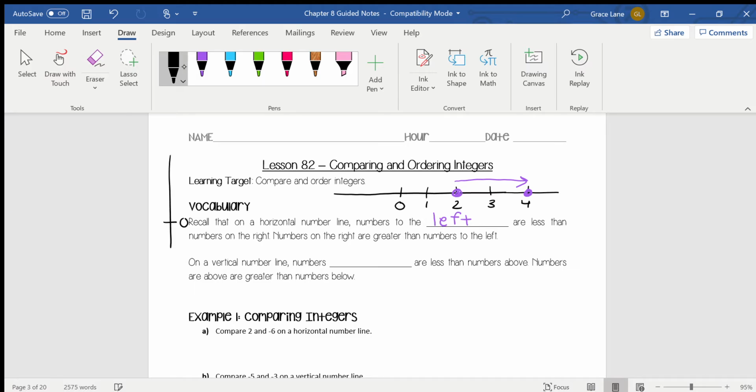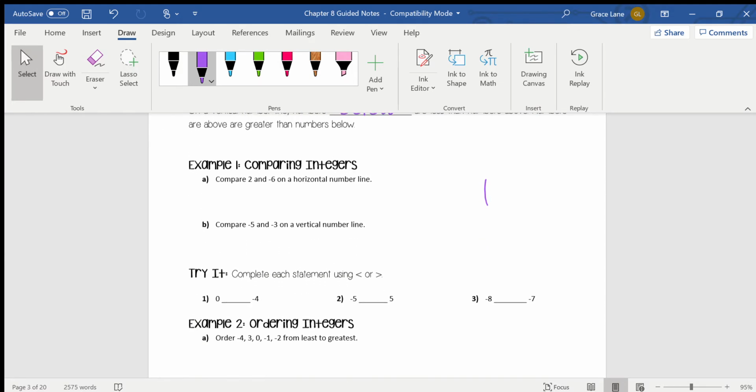If you have 0 here, and you're counting up, numbers below are less than numbers above. So I know that 3 is bigger than 1 because 3 is higher up. 1 is below 3, which makes it smaller. And again, the same thing is true for negative numbers. So as you're comparing, if you can't visualize a number line in your head, that's fine, but it might be helpful to draw it.